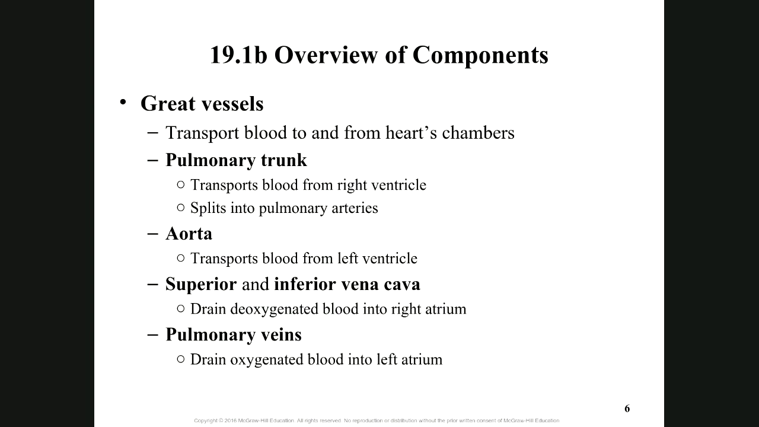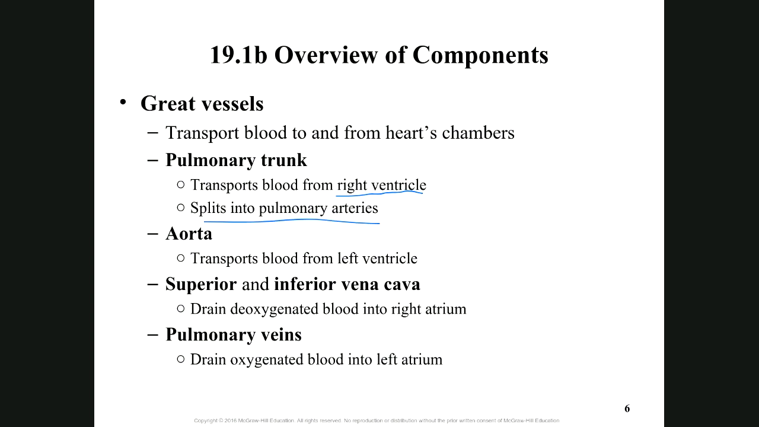In our heart, we have some major blood vessels, and they can transport blood to the heart and out of our heart. One of them is called the pulmonary trunk. The pulmonary trunk starts from the right ventricle, and I will show you when it comes out of the heart, it splits into two pulmonary arteries.